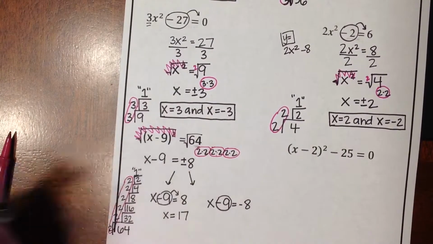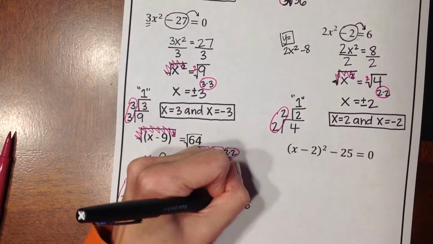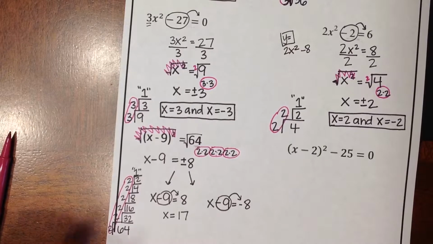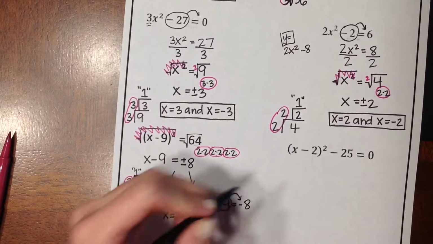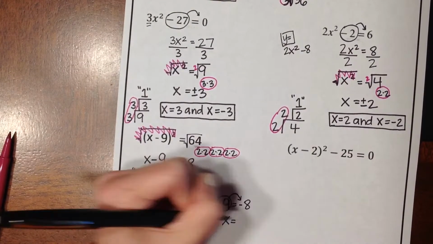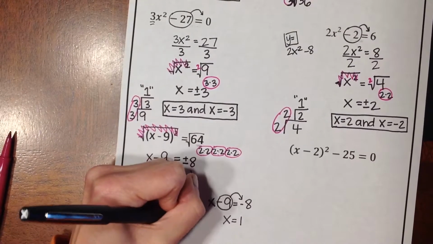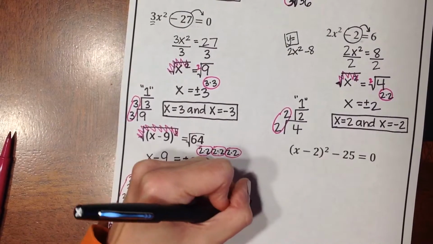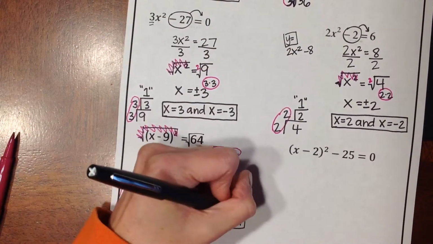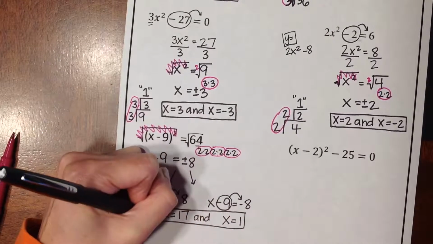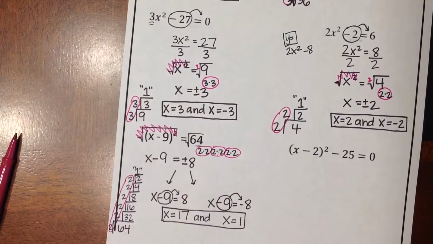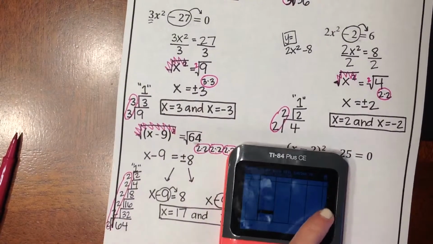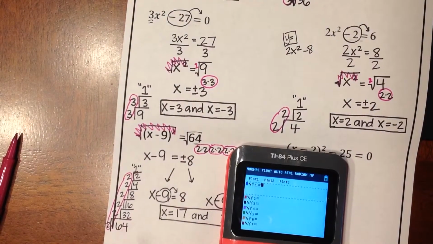Again, for the second solution, we're going to move our constant over. Don't forget to change the sign. So when I combine like terms, I'm going to have x is equal to 1. And those are my 2 solutions. Now this time I did not end up with a negative and a positive solution, but I can always go back to my calculator and I can check.